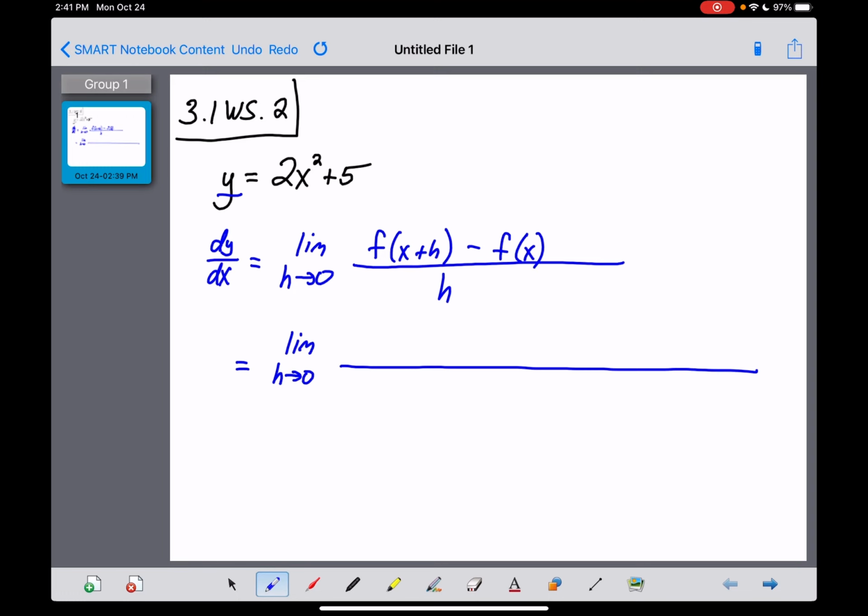The first part of the numerator is the hard part. f of x plus h means that everywhere there was an x in the original function here, we're going to replace it with the binomial quantity x plus h. So this is going to be 2 times (x plus h) quantity squared. That takes the place of the 2x squared, and then there's a plus 5 at the end of all that. Minus, and now the f of x, because it's a polynomial, in this case a binomial, you really want to be sure to put parentheses there, but f of x is just the original function with no changes, 2x squared plus 5, all over h.